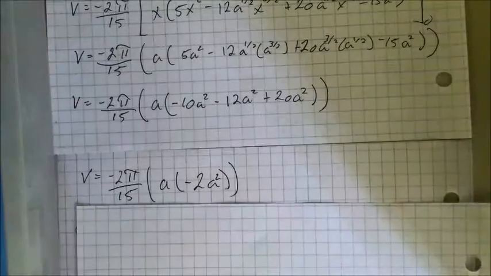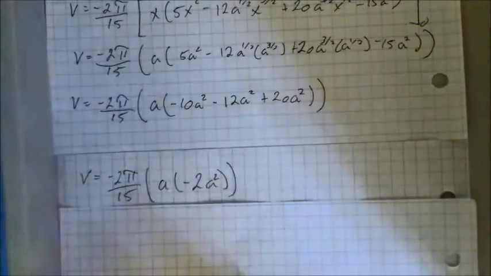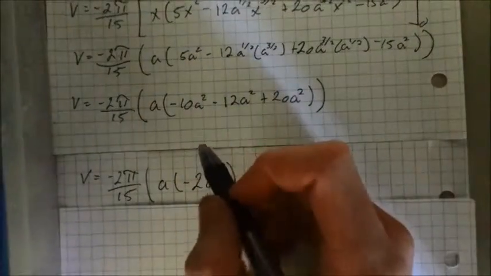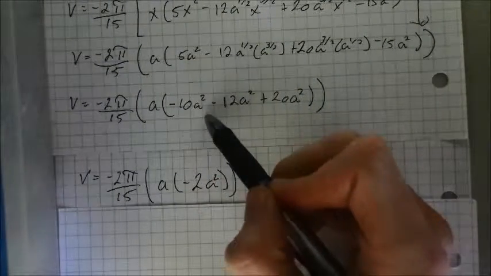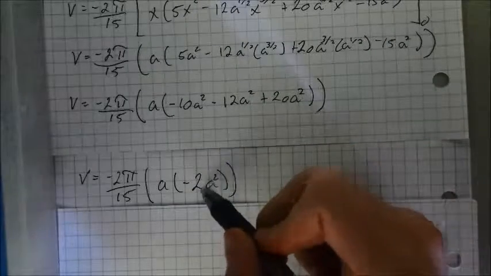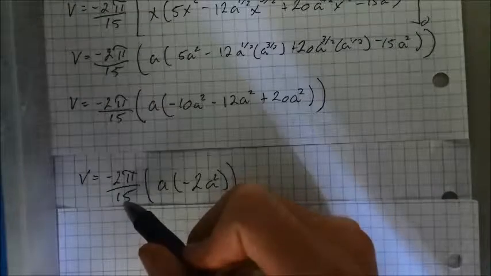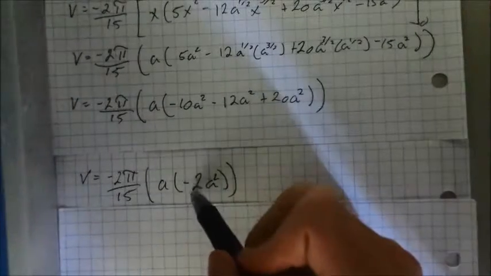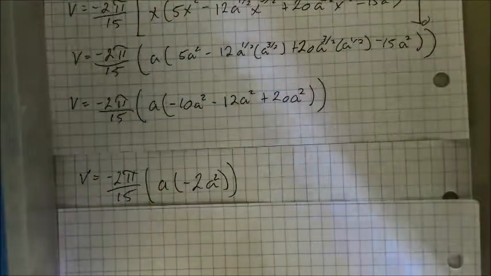Ooh. So from here, I'm sorry, I had to use another piece of paper. This one was a long one, a doozy. So from here, if you have negative 10 and negative 12, that's negative 22a squared. Plus 20a squared is just negative 2a squared, and then you have your a out here, and your negative 2 pi over 15 right there. So we can just go ahead and simplify this in a single step. I'm sorry that it's pulsating, it shouldn't do that.